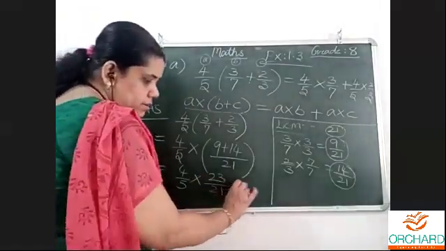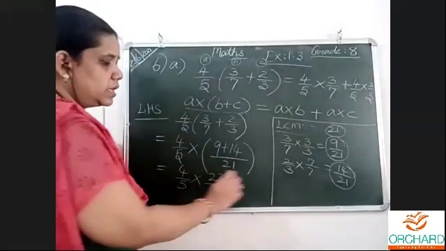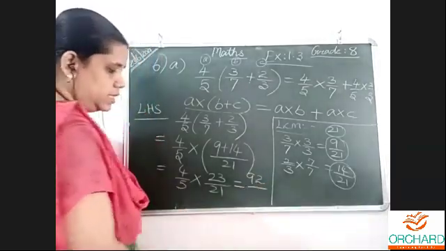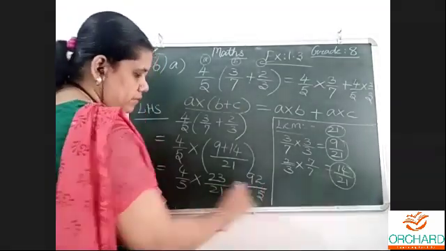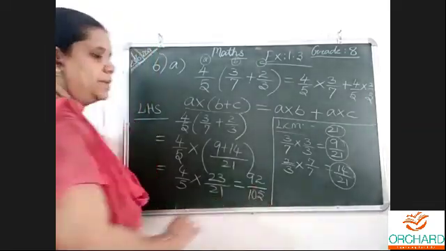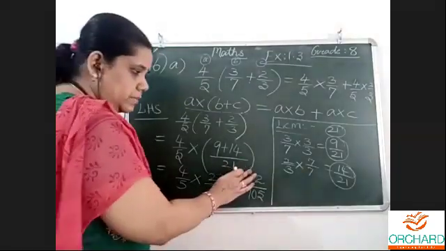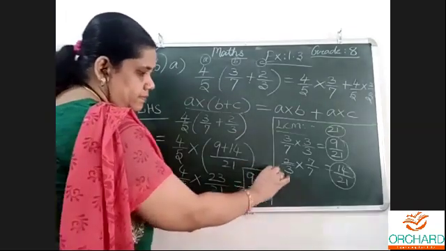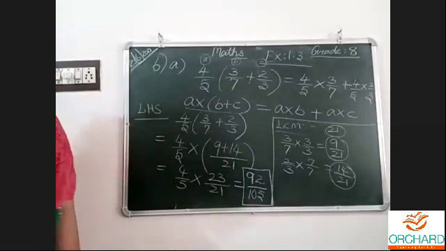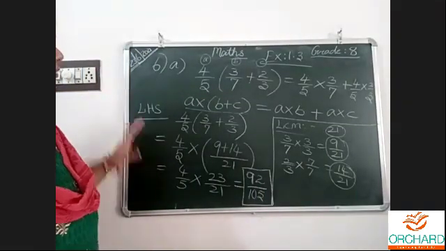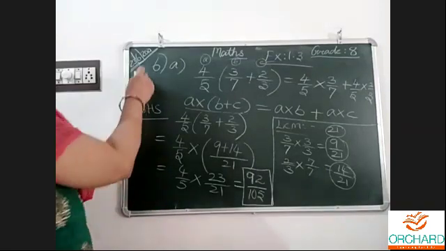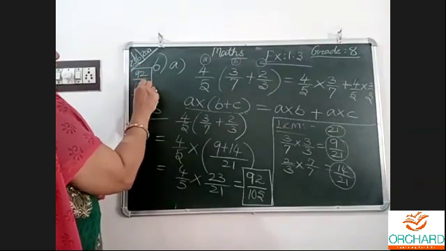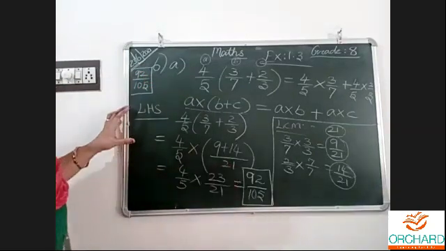So direct multiplication. 4 3s are 12, 2, carried over 1, 4 2s are 8 plus 1, 9. So 92. Denominator: 5 1s are 5, 5 2s are 10. Normal multiplication, numerator times numerator, denominator times denominator. I multiply and get 92 by 105. We got the left side. I will write it in a corner. This 92 by 105 is my left side answer.